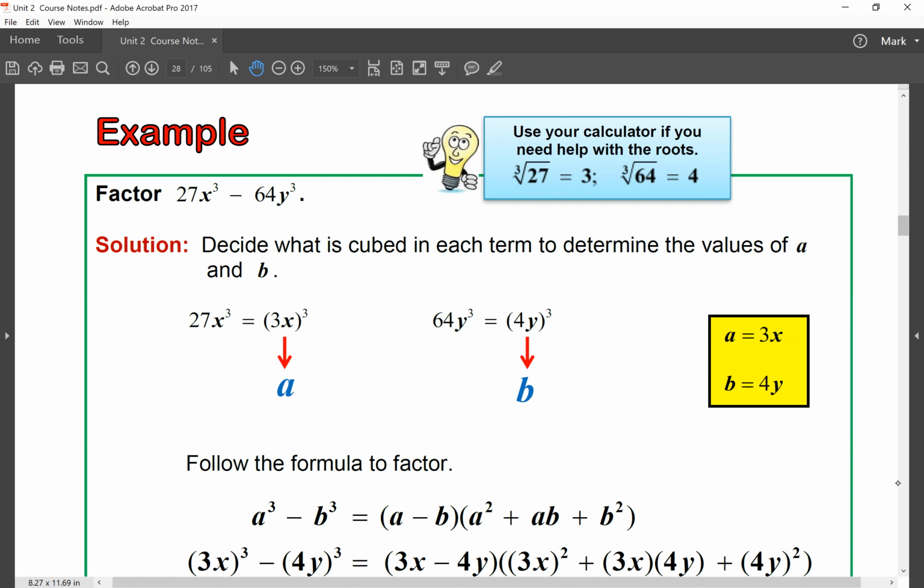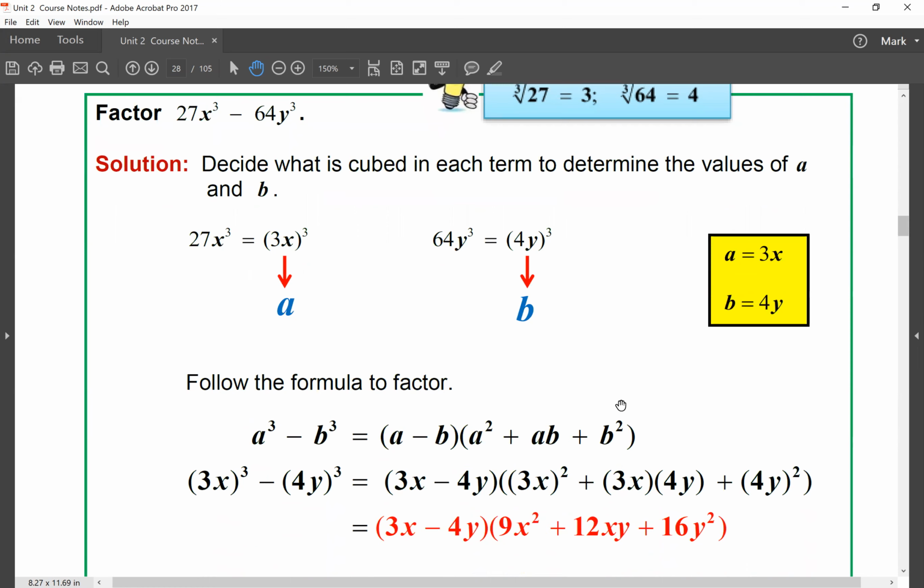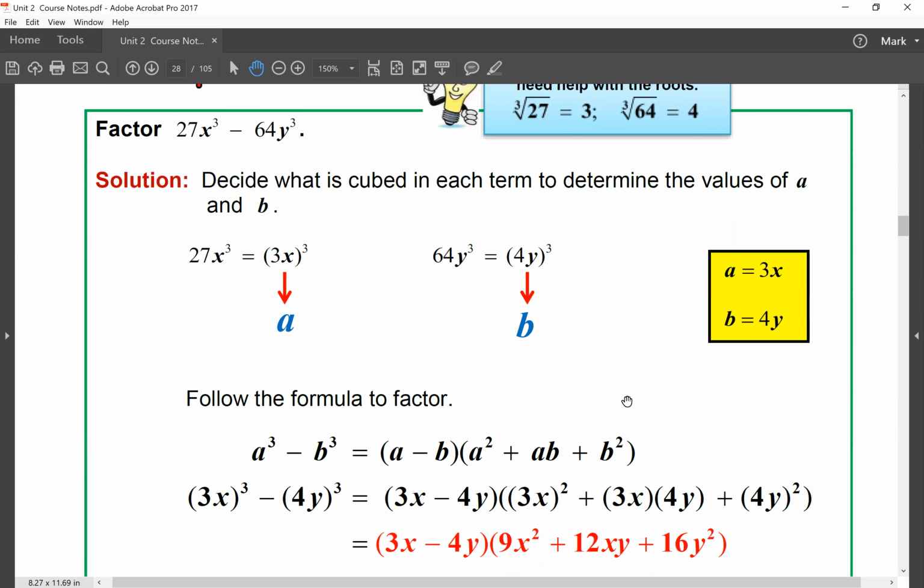So this is going to be a difference of cubes. Now what I need to do is figure out what value is going to be A and what value is going to be B. So I need to figure out what is the cube root of 27, and that's 3. You can see that here. The cube root of 64 is 4. There's my B. And then you can see here in the yellow box, I take that A and that B and I plug it into the formula that you guys will be given.